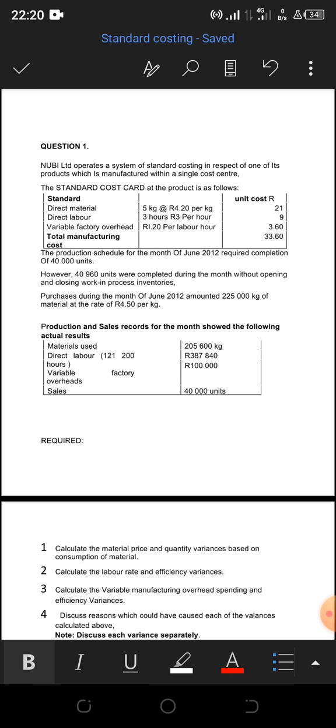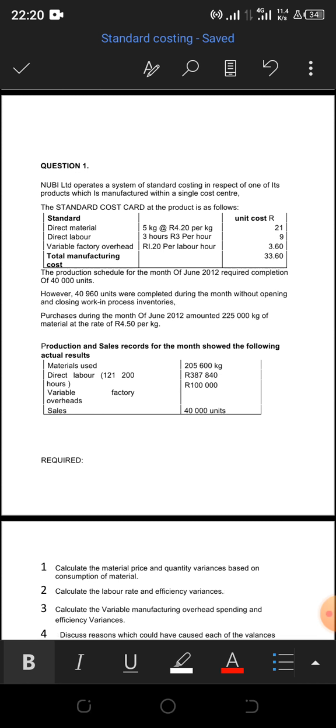Then we have been given the scenario. They said Nobi Ltd operates a system of standard costing in respect of one of its products which is manufactured within a single cost center. Then we have a standard cost card of the product as follows. Those amounts that we've been given on this box, we call them the standard cost.